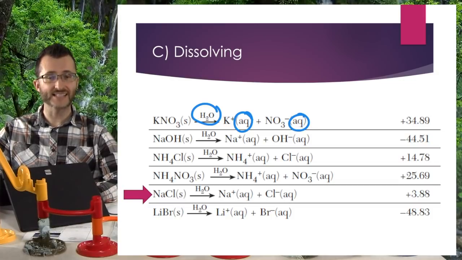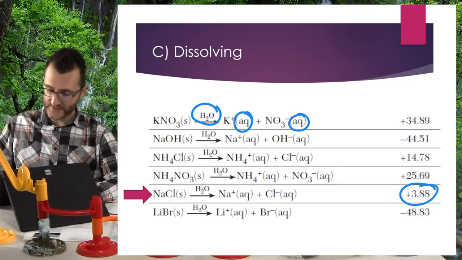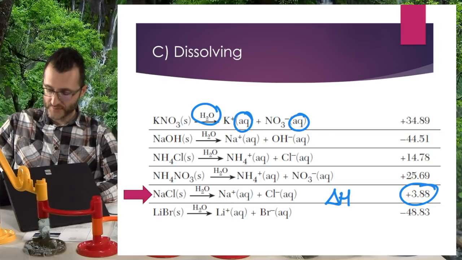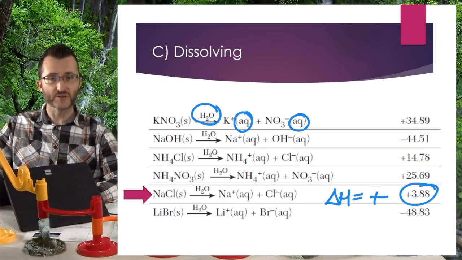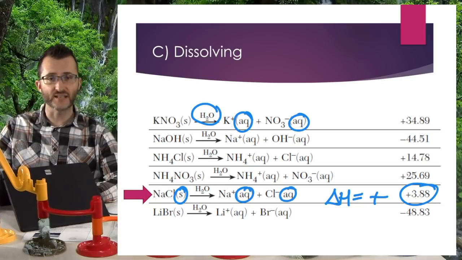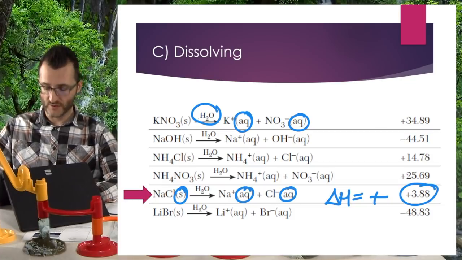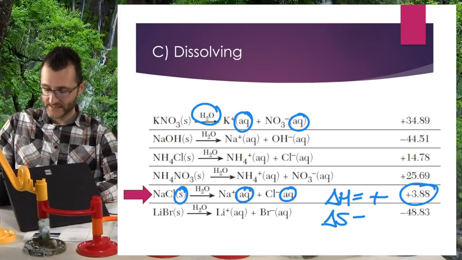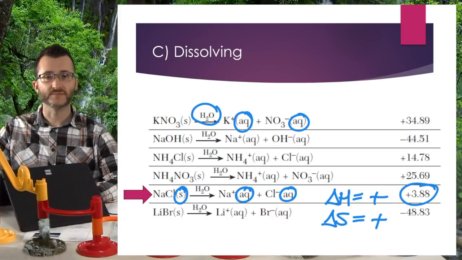Let's further analyze NaCl solid dissolving in water. We have a positive delta H, so enthalpy change is positive, and we're going from solid to aqueous. Aqueous is just like liquid, so we are getting more disordered. So we say that delta S is also positive.